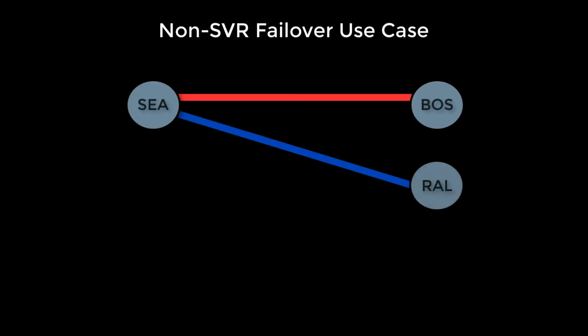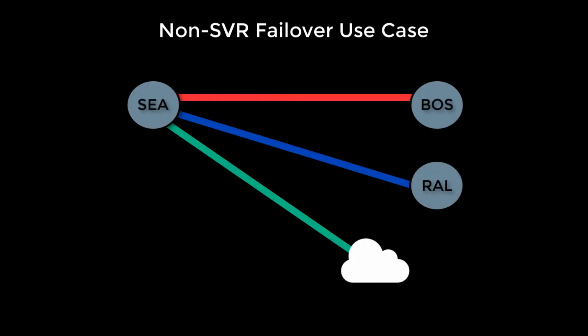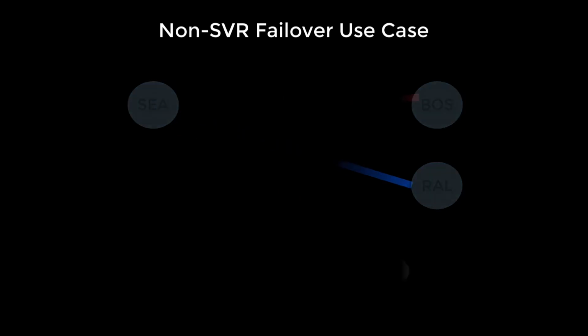Here's an example of a non-SVR failover use case. Let's say you have two peer routers and a direct internet breakout option where you want to allow failover across all three routes while prioritizing the peer 1 and peer 2 routes over the internet breakout path. You now have the ability to configure vectors on each individual service route on all routers involved.